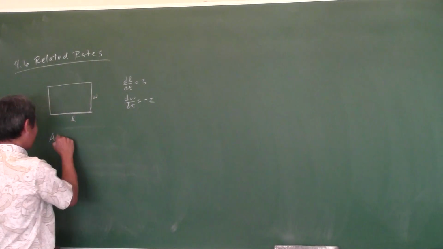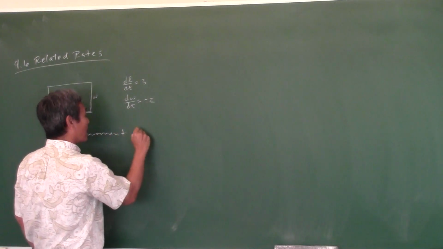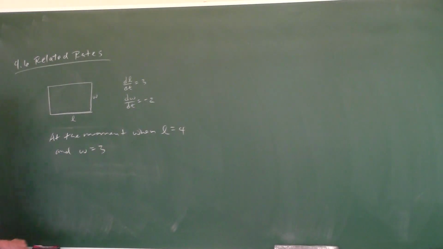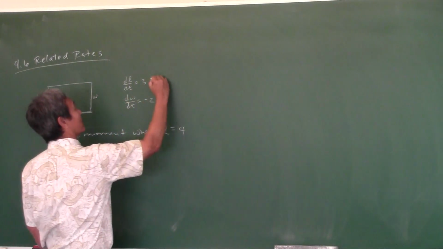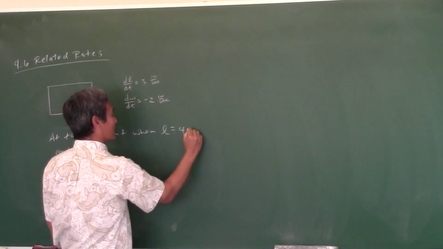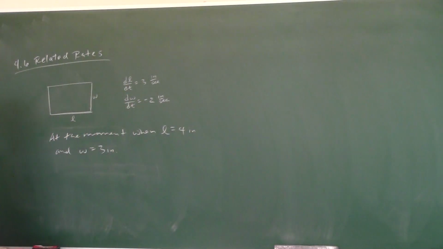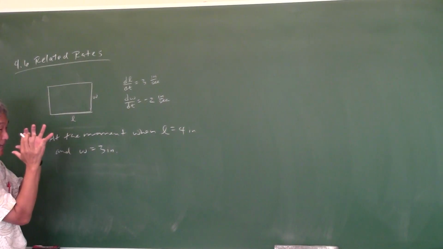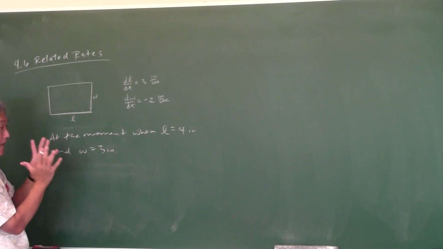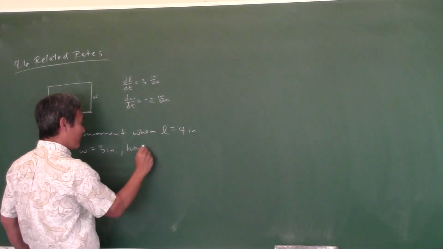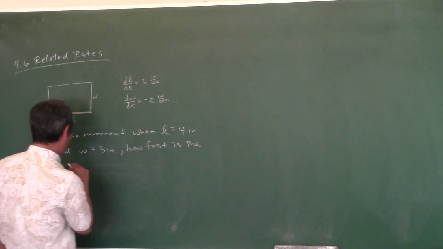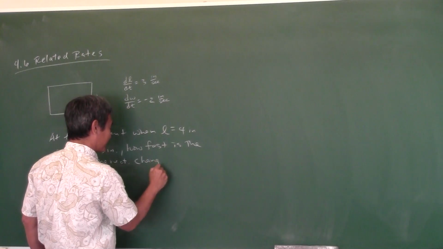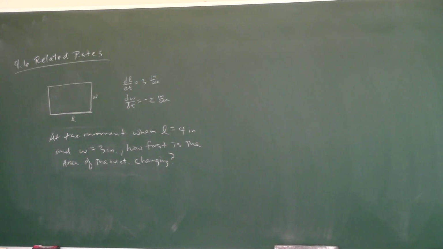At the moment when the length is 4 and the width is 3, let's just assume everything is done in inches, okay? So inches per second, inches per second, inches, inches. These things are changing, but at this exact moment in time, it's like a snapshot. When this is 4 and this is 3, at that exact moment, how fast is the area of the rectangle changing?